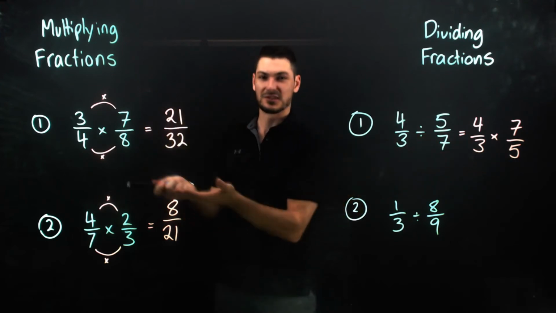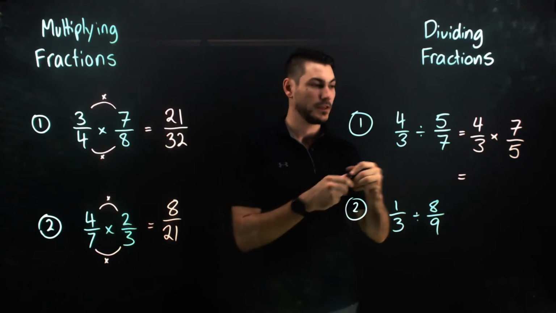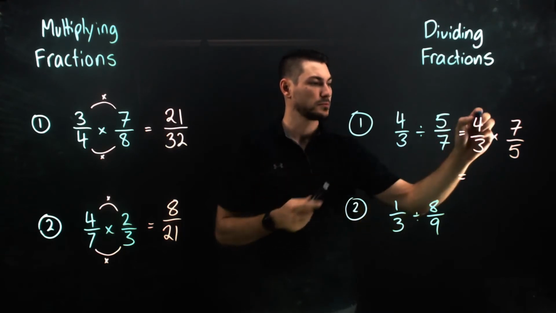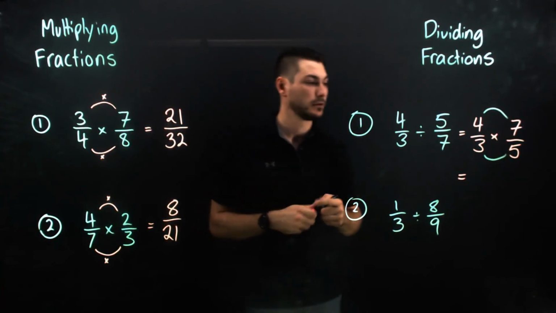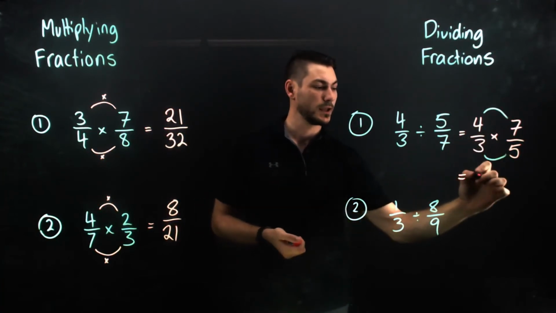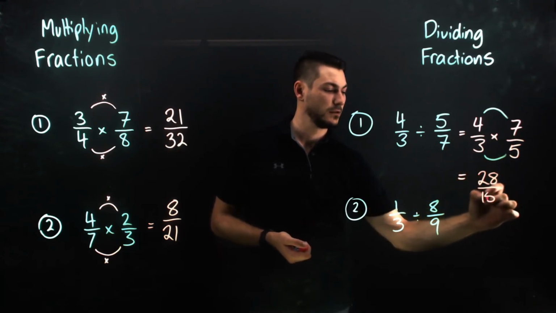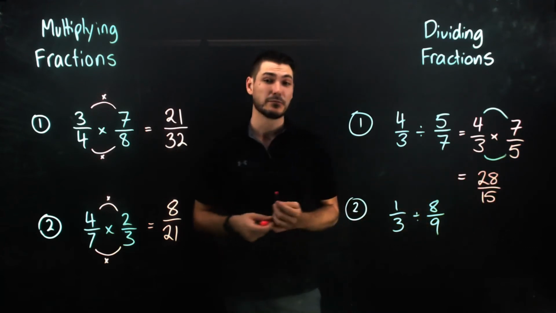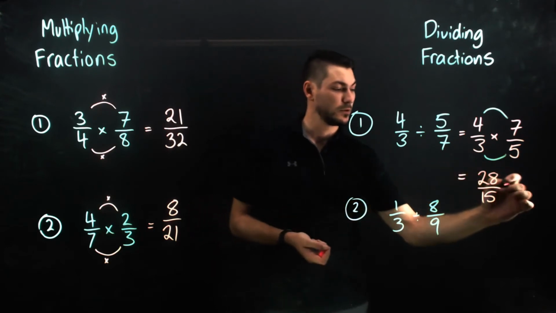And we use the skills we learned here over here. We're going to be multiplying the numerators together. So I'm going to be multiplying 4 and 7. And I'm also going to be multiplying 3 and 5 independently. So 4 7s are 28. And 3 5s are 15. Okay, now that's an improper fraction. So I'm going to simplify that and turn it into a mixed number here.